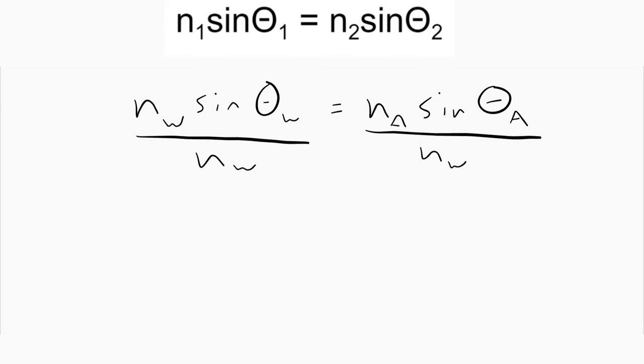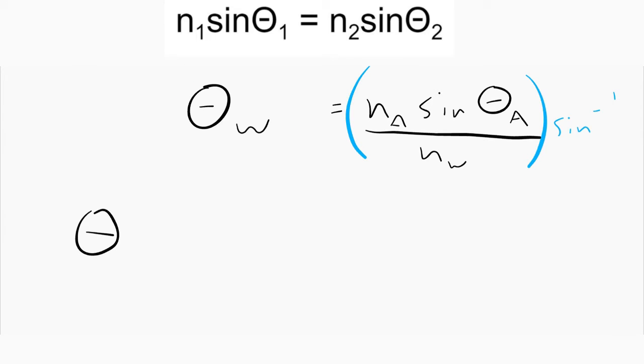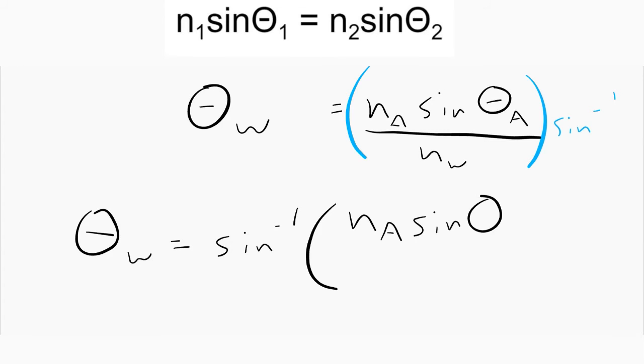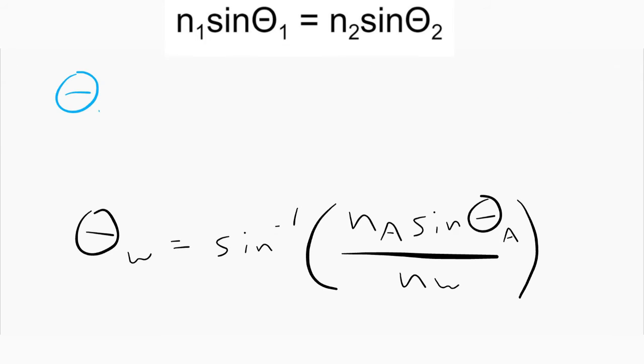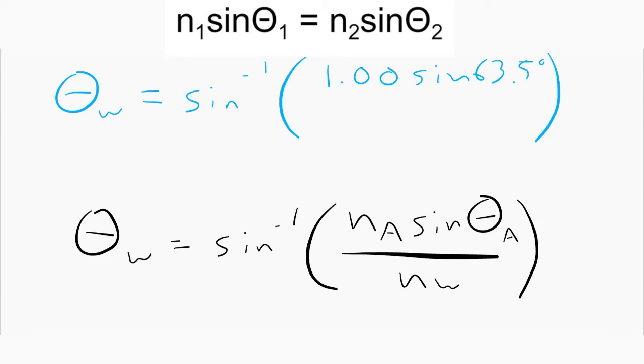Now I'll divide each side by NW, and then I will take the inverse sine for each side. This allows us to solve the equation for the unknown. Theta W equals inverse sine of NA sine theta A divided by NW. Now we want to plug in our known values, and that gives theta W equals sine to the minus 1 of 1.00 times sine of 63.5 degrees divided by 1.33.